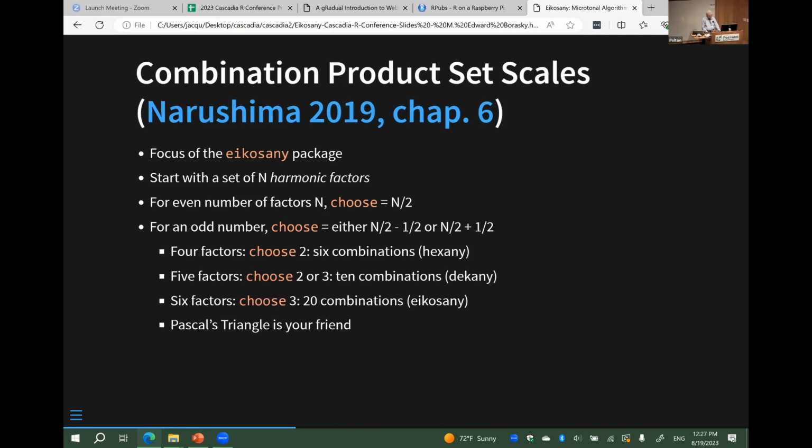Pascal's triangle is your friend when you're dealing with this. It's really interesting if you go through Erv Wilson's work. He actually discovered a lot of mathematical things like Pascal's triangle in the course of building these scales.